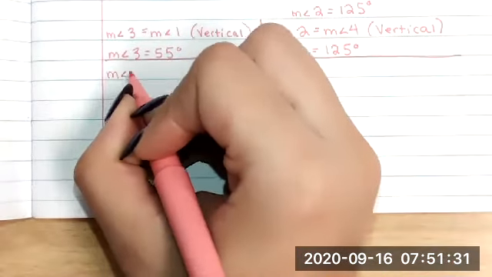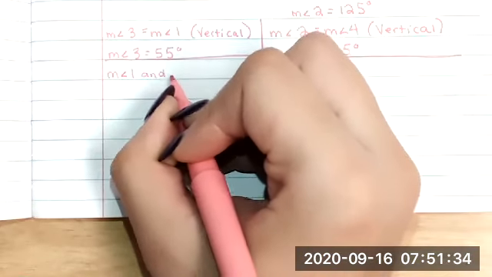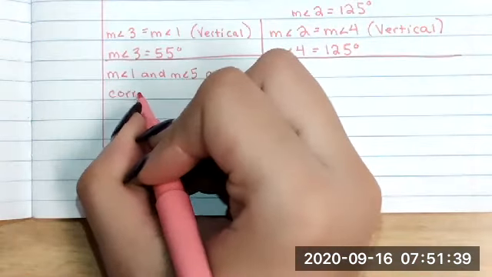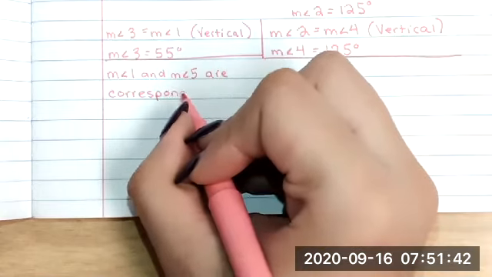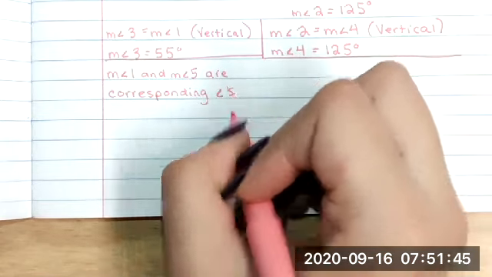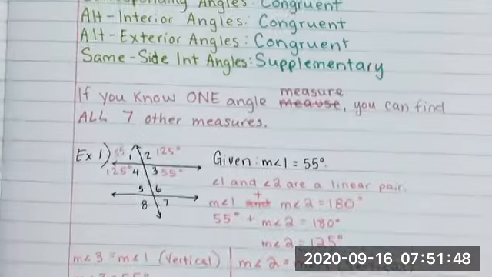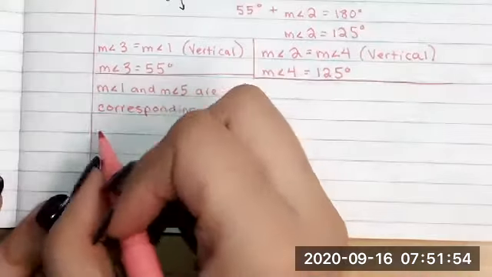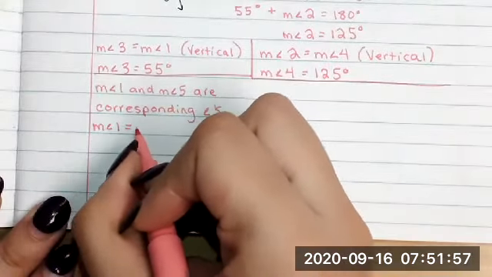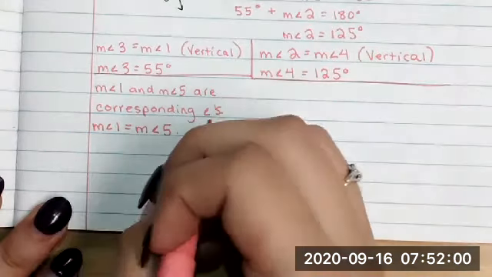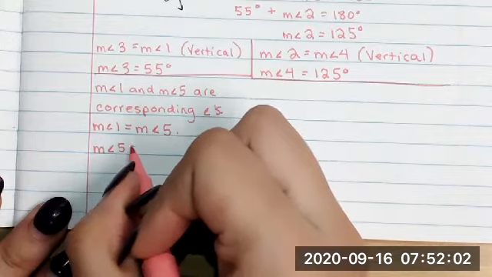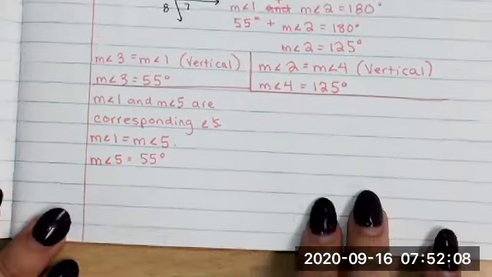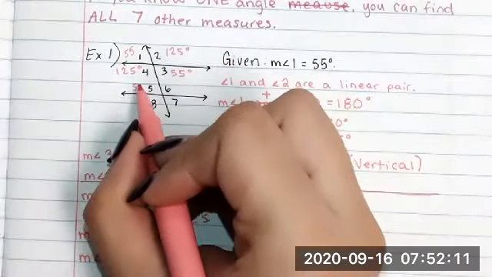So again, going in order, the measure of angle 1 and 5 are corresponding angles. According to up here, corresponding angles are congruent. So the measure of angle 1 equals the measure of angle 5, meaning that the measure of angle 5 is equal to 55 degrees. So I'm going to go up here and fill in 55 there.